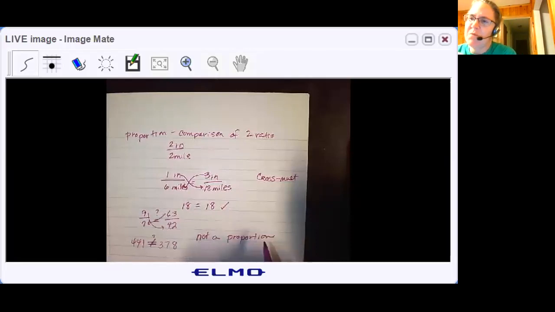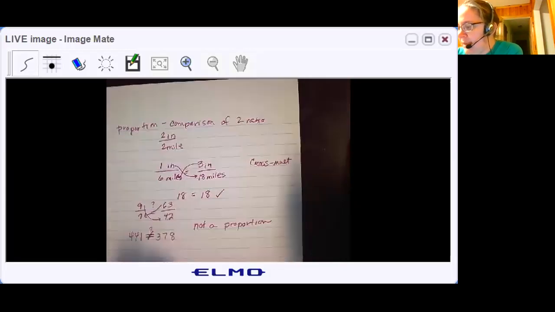Now, that's part of proportional reasoning. Do the two things I'm asking you to compare fall in that same ratio? Sometimes people say, do they all simplify to the same fraction? Do they all simplify to the same decimal? That's all great and awesome if you have two full ratios. But what happens if you have something like this?